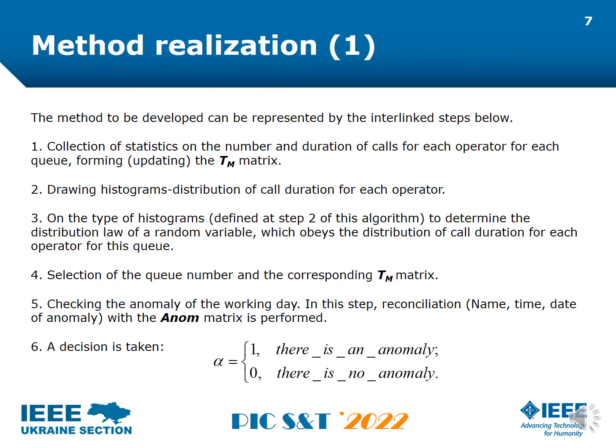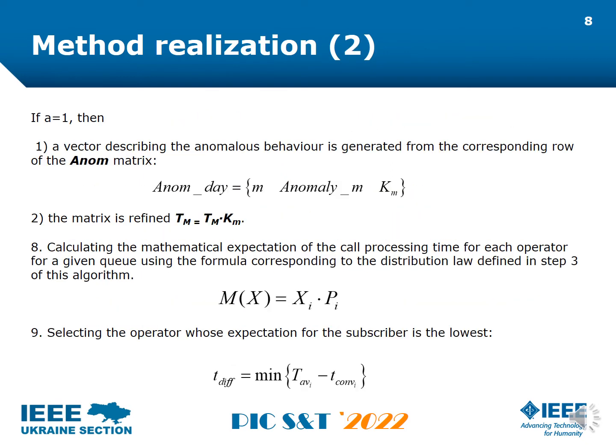On the fourth step, we have to select the queue number and the corresponding TM matrix. On the fifth step, we are checking the anomaly of the working day. And then we make the decision regarding the anomaly presence. If we have an anomaly, a vector describing the anomalous behavior is generated from the corresponding row of the anom matrix. You see this representation. The matrix is refined accordingly.